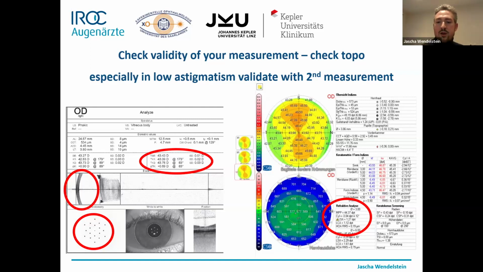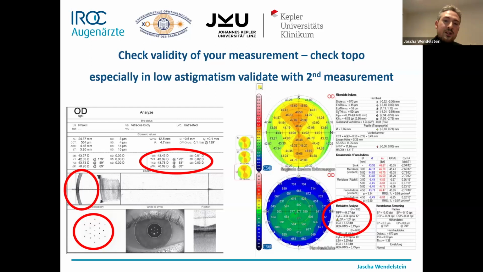If you have the luxury of having tomography or topography, and I think working with toric IOLs, this is something you should look at and you should have, then you should basically look at the regularity of the astigmatism. And if you have the luxury of having a second device, obviously you should validate it with a second measurement. You can also do that with the same device.